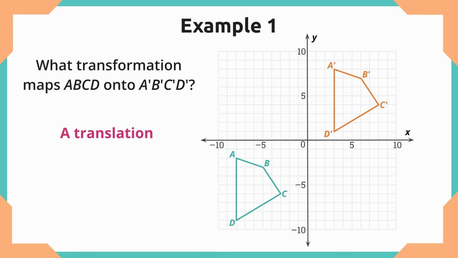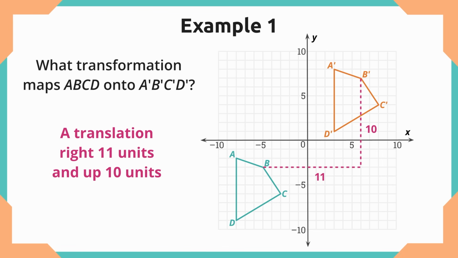But let's be more specific. How far and in what direction was ABCD translated? In a translation, every point moves the same distance in the same direction, so we can pick one pair of corresponding points to help us. For example, point B and point B'. Starting at point B, we move right 11 units and up 10 units to land on point B'. And this is true for any pair of corresponding points. So a translation right 11 units and up 10 units maps quadrilateral ABCD onto A', B', C', D'. Great job! Let's try another one.